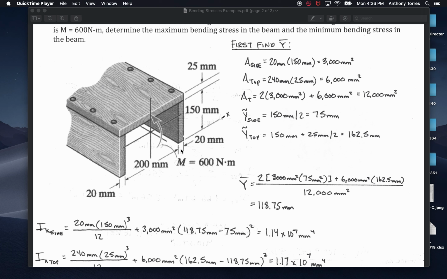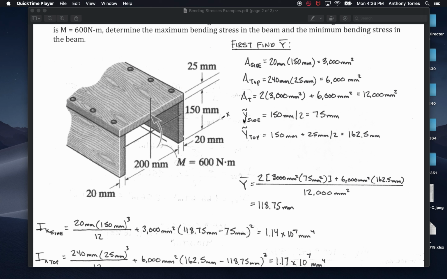20 millimeters is the base. Its height is 150 millimeters. So that would be 3,000 millimeters squared. The area of the top: 240 is its base, which is 200 from here to here, but each leg is 20, so 200 plus 20 plus 20 is 240. Its thickness is 25 millimeters. That gets me 6,000 millimeters squared for the area. Total area is 2 times the sides plus the 6,000, which is 12,000 millimeters squared.